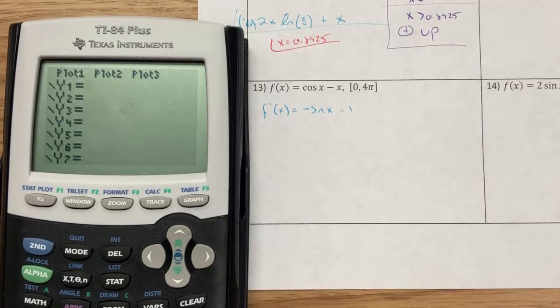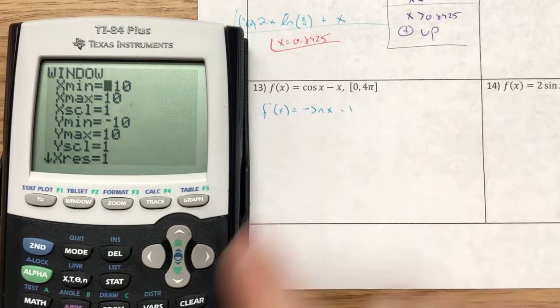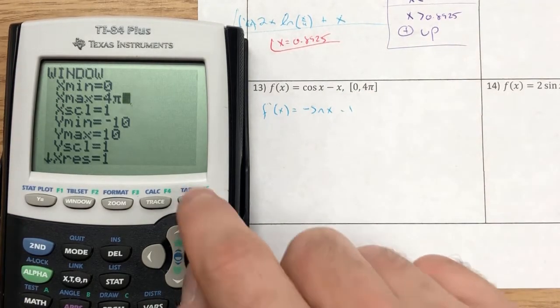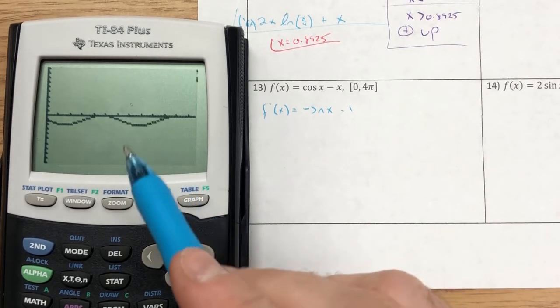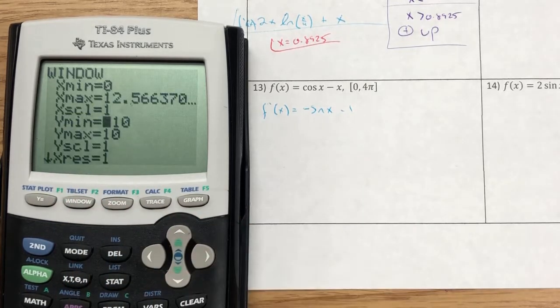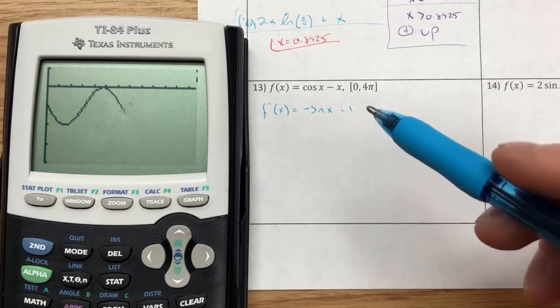And find the minimum maximum points. So negative sine x minus 1. And our window is only from 0 to 4 pi. Awesome. So this is our derivative. Looks like we don't go below, probably negative 4. So let's set the y max to negative 4 and to 1. Just gives us a better view.